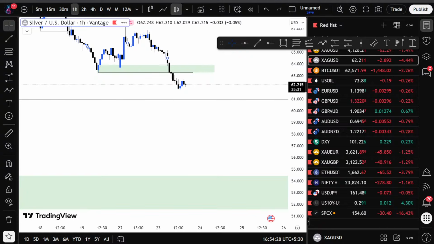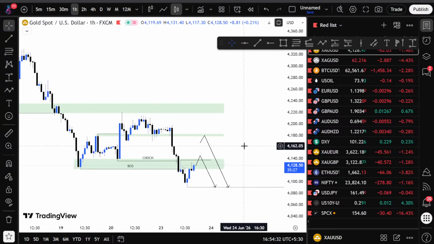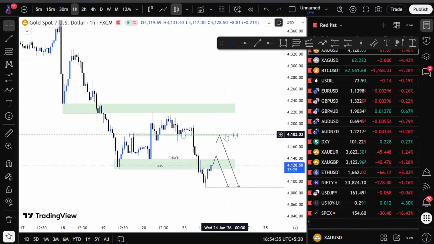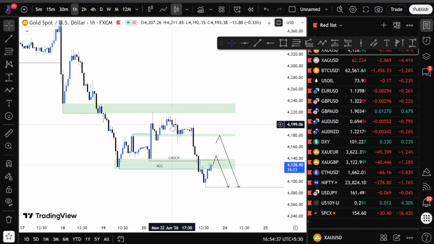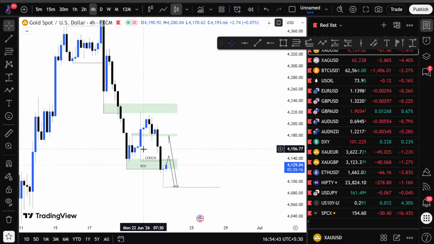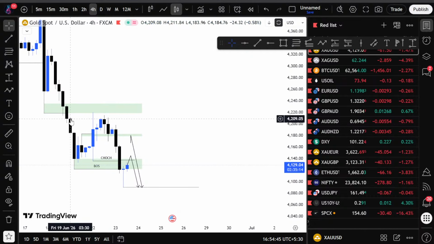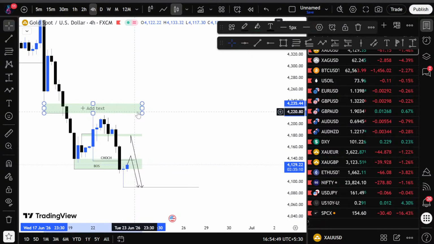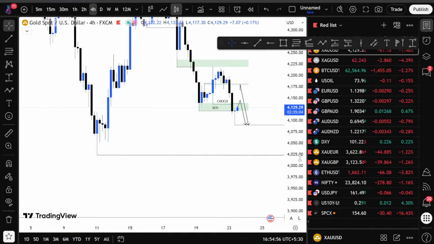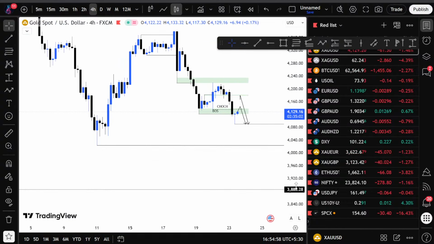I need 4200. Go with your analysis, brother. If we test here, it would still be a short opportunity. Gold is bearish for me until I have a 1 hour time frame change. Sorry, not 1 hour. We need 4 hour now because this is a 4 hour breakout structure. Until we get a 4 hour change of character, it is bearish. Watch for a short opportunity only for the target of 3886.